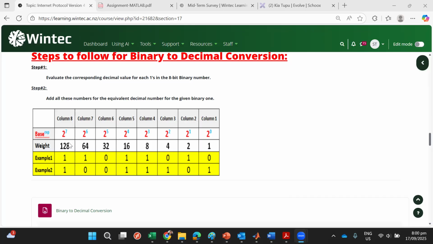So let us take an example. In step 2, add all these numbers for the equivalent decimal number. You have to identify the decimal number corresponding to each 1 in the binary, and then add them together. Okay, let us take an example. We'll move back to our other device and try to do this one.